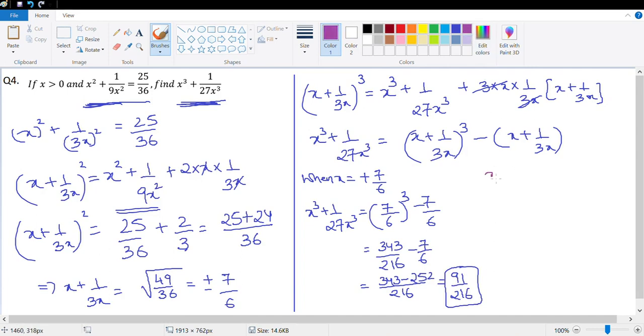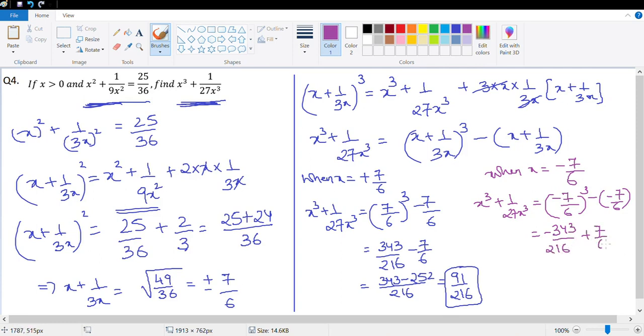Now, when x is equal to negative 7 upon 6, what we get is x cube plus 1 upon 27x cube would be equal to negative 7 upon 6 the whole cube minus of negative 7 upon 6. So this is negative 343 upon 216 plus 7 upon 6. In this case, 216 is the LCM, negative 343 plus 252, which means negative 91 upon 216. So my answer is plus minus 91 upon 216.